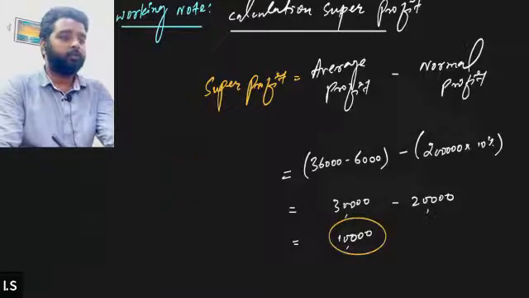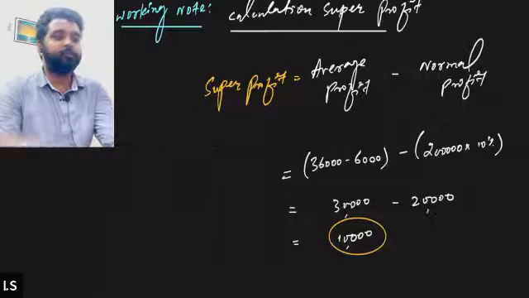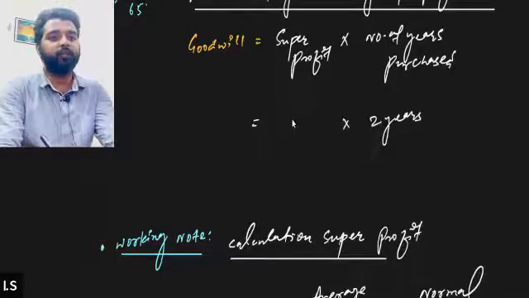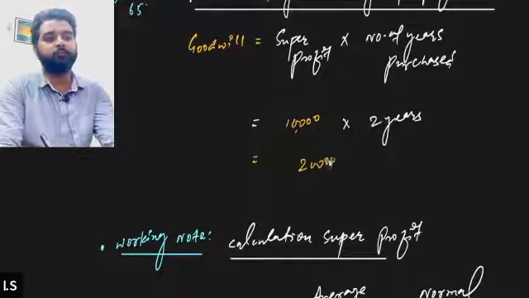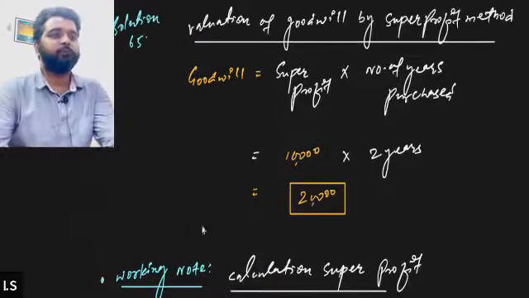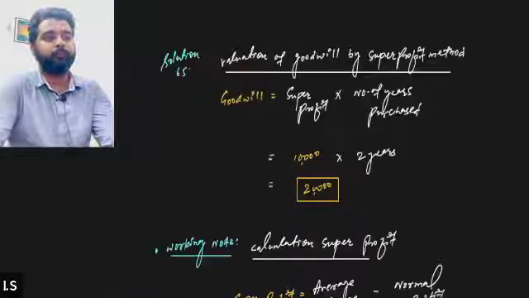All right. Now, since we got the value of the super profit, we can carry forward this value to our main working. 10,000 into number of year purchases, how much? 2 years. So we will simply multiply it with 2. We will get the answer 20,000. This is the answer of this question. Anybody having any doubt, want to ask anything, please let me know.